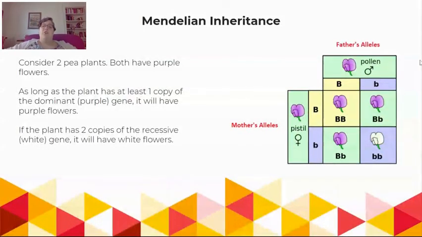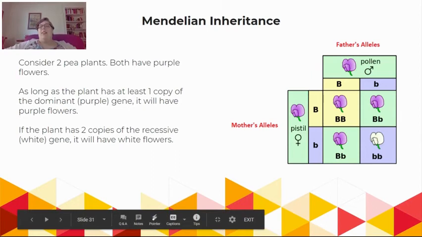So, if you breed two plants, each of which has one dominant and one recessive gene, we can predict that about 75% of their offspring will have purple flowers because they'll get at least one copy of the dominant gene from each parent. But about 25% will happen to get the recessive gene from each parent. So 25% of those plants will come out to be recessive and show the white flowers.